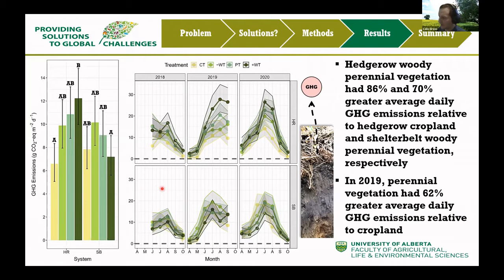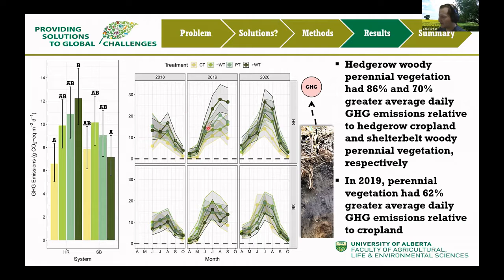So if we look at what's going on year by year with these greenhouse gas emissions, we are looking at 2018, 2019, and 2020, and these are the hedgerow sites, and these are the shelter belt sites. So we can see in general that we have an increase of greenhouse gas emissions in 2019 and 2020. This increase appears to be slightly greater for the hedgerow systems as compared to the shelter belt. Now with the shelter belt, we don't see a large differentiation between the fluxes between the different land uses.